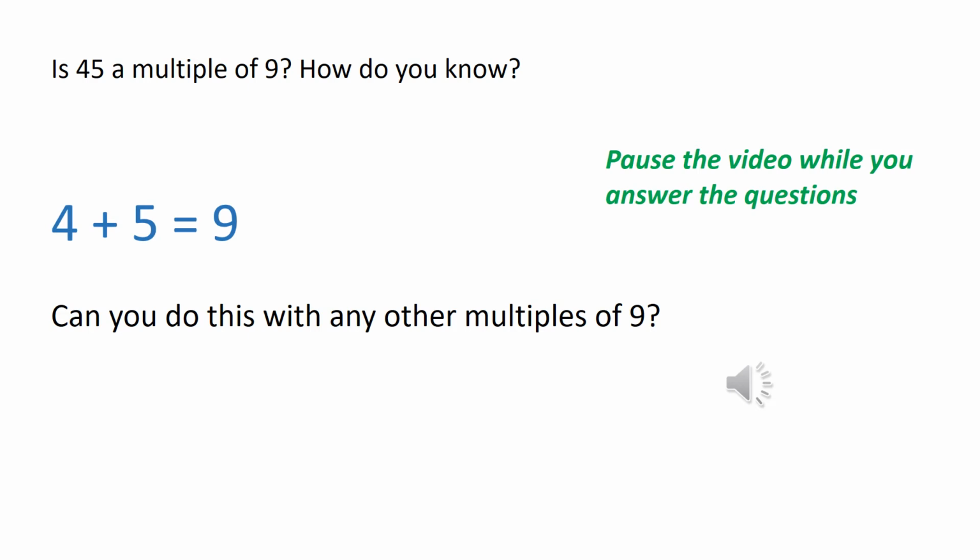You will notice with numbers in the 9 times table that when you add their digits together, so 45, when you add 4 and 5, you get 9. I wonder if you could try this with some other multiples of 9. Does this always happen?